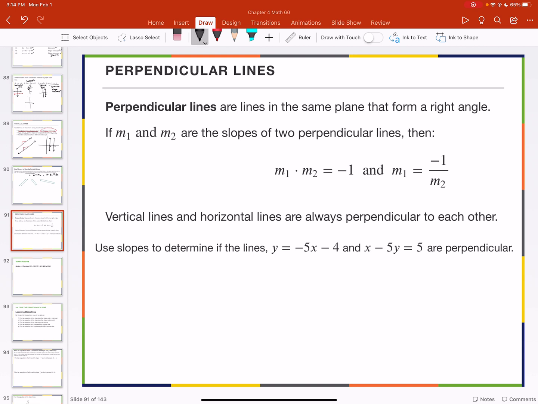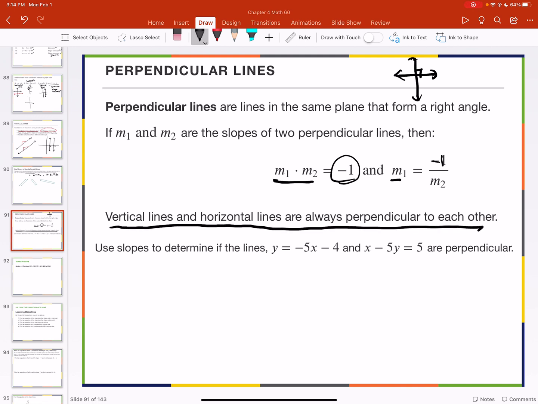Perpendicular is basically lines that are in the same plane that form a right angle. So they look like this here, right? The x and the y-axis are actually perpendicular to each other already. So a property of perpendicular lines is that if I multiply the two slopes together, I get -1. So in other words, one of them is a negative reciprocal of the other, okay? Vertical lines and horizontal lines are also perpendicular to each other, okay?